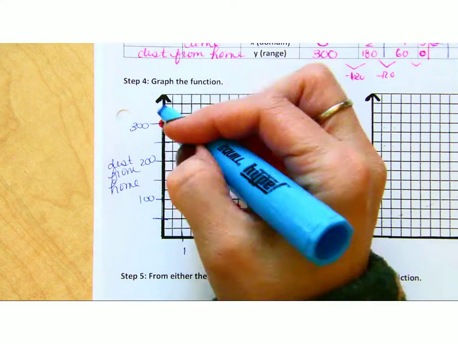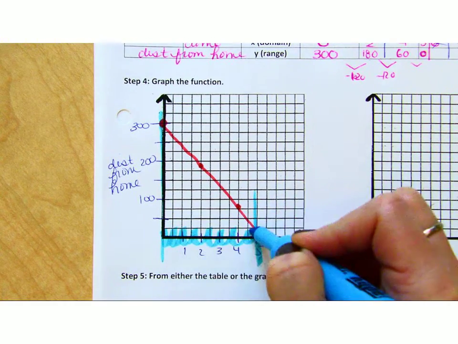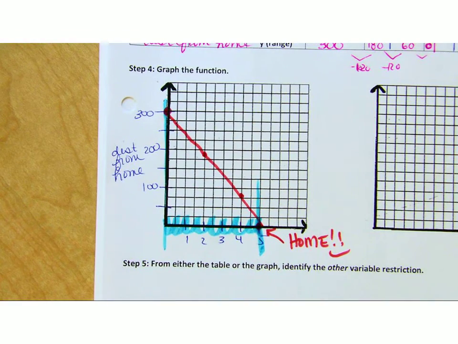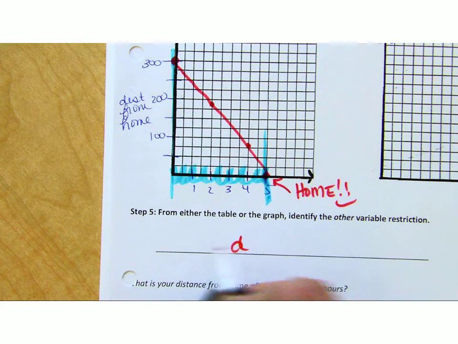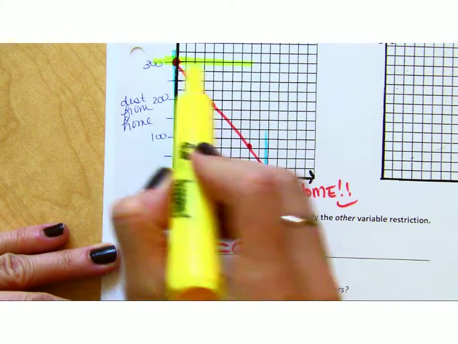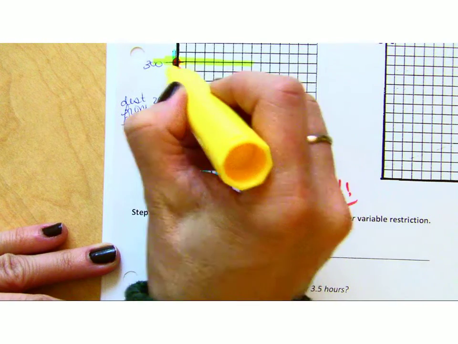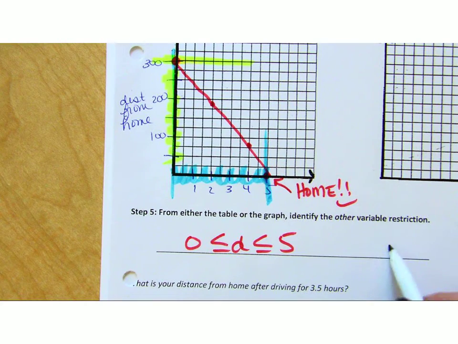So I'm somewhere in between 0 and 5 hours. Agreed? And do you agree that that's your domain? So you're going to say your domain is in between 0 and 5 hours. When your range was what? Somewhere in between what? Yes. 300 and 0. Got it? Okay.